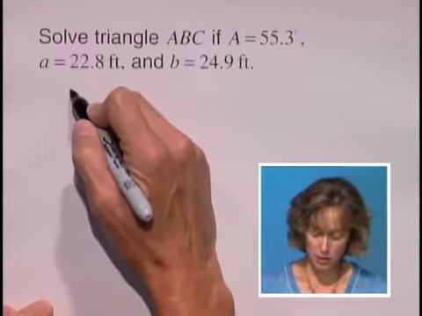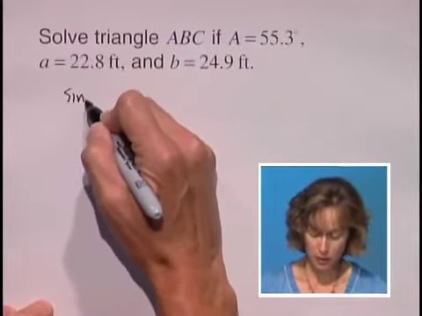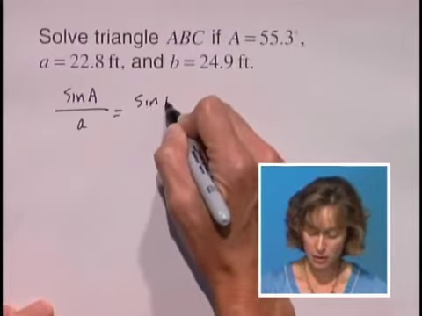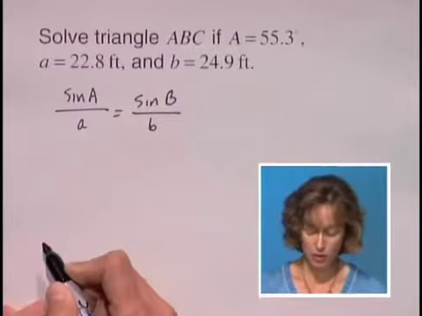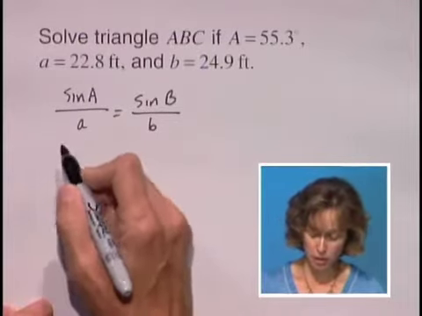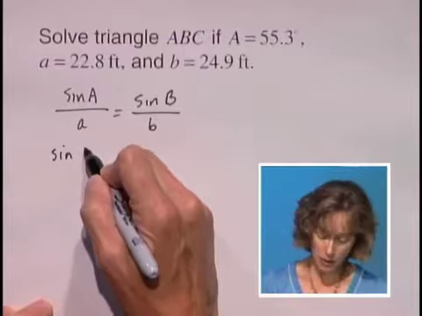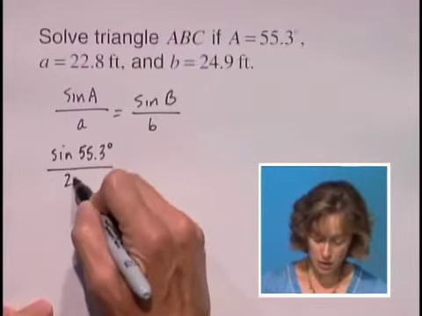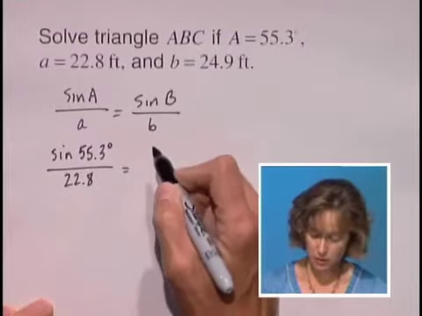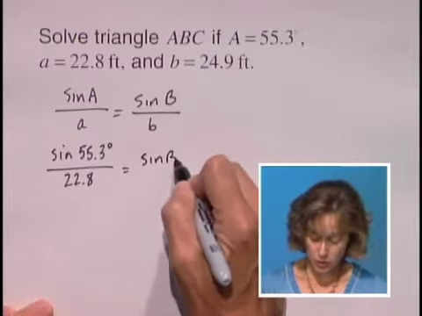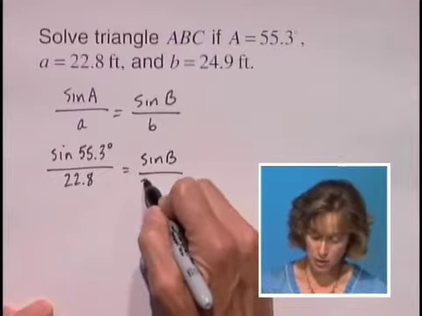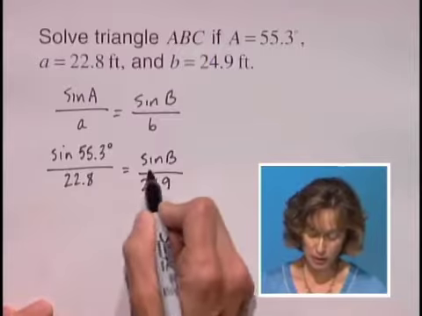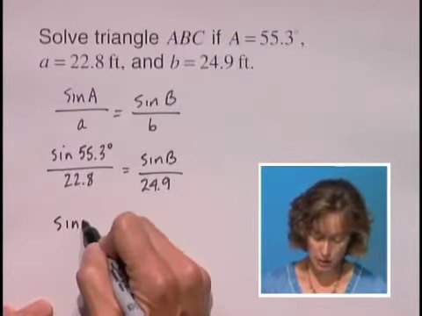And we can use it in its reciprocal form. The sine of angle A over side A is the sine of angle B over side B. And I'll fill in the information that I know. I know angle A is 55.3 degrees. Side A is 22.8. Angle B is what I'm looking for, and side B is 24.9. I'll multiply by 24.9 and therefore isolate sine B.